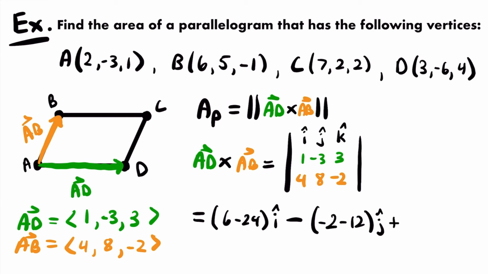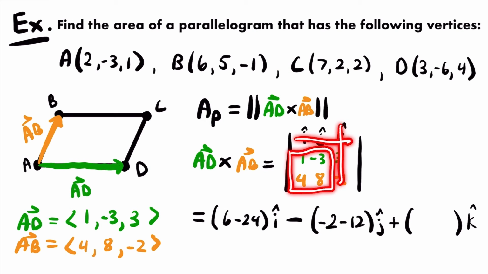And then finally, we'll have some value multiplied by vector k. And to get that, we look at vector k in this matrix, cross out the row and the column that it's located in, and then use the remaining 4 values to calculate a 2x2 determinant. So I have 1 times 8 minus negative 3 times 4. 1 times 8 is 8, and negative 3 times 4 is negative 12. So we'll have 8 minus negative 12.